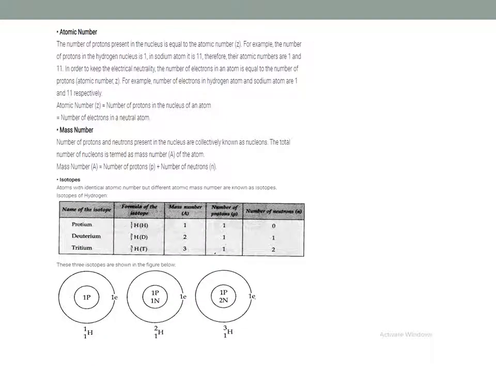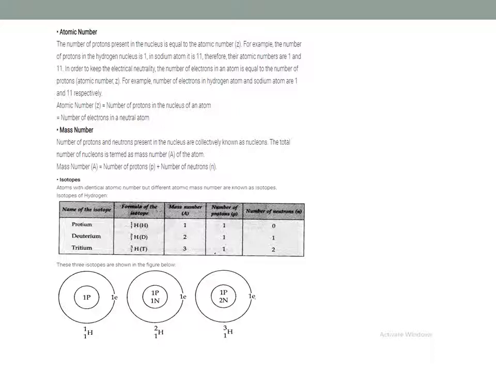Now, what is atomic number? The number of protons present in the nucleus is equal to the atomic number and it is represented by Z. For example, the number of protons in hydrogen nucleus is 1. In sodium it is 11. Therefore, their atomic number is 1 and 11.